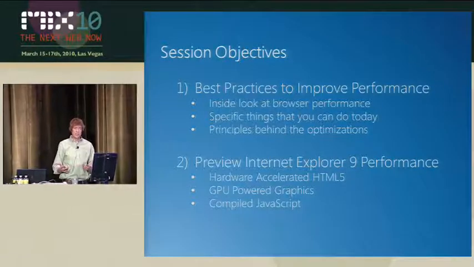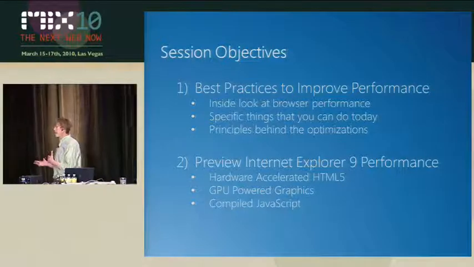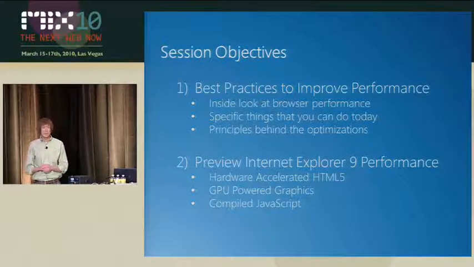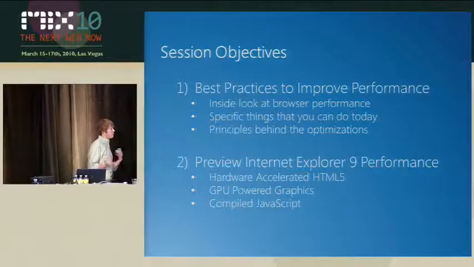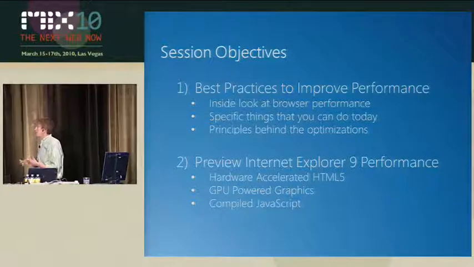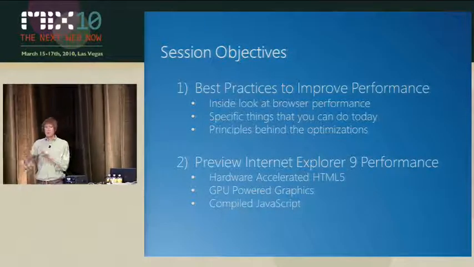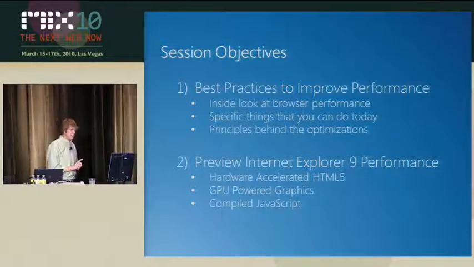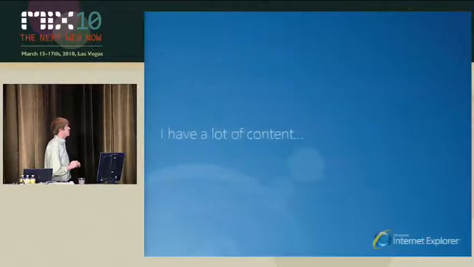The second half of this session, we're going to give you a preview of Internet Explorer 9 and the performance characteristics that are changing. This goes back to the hardware-accelerated HTML5 that you saw during the keynote that I just mentioned. And hardware-accelerated HTML5 is really enabled by two different things. The first is GPU-powered graphics, and the second is compiled JavaScript. And we'll go deep into that in the second half of the session. So let's go ahead and get started with the first piece, best practices that you can use today.